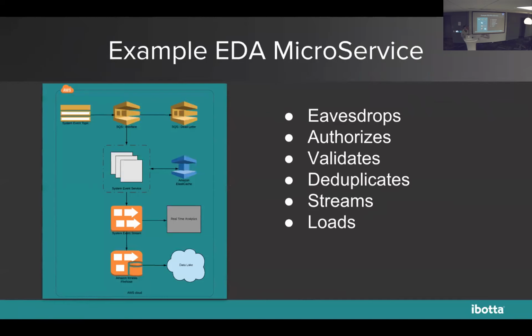It's an awesome name, right? System event service. It's primarily responsible for passively listening in on all system events being emitted in the system itself. It has connectors for things like Kinesis and Kafka, SNS and SQS. It does some authorization logic, some validation logic, does some deduplication, streams the events so that our analytics team or any other consumers can start listening to those events as well, and then finally loads it into our data lake.